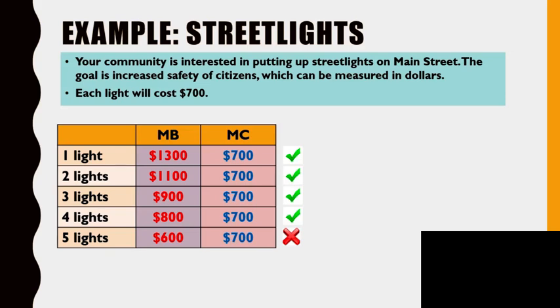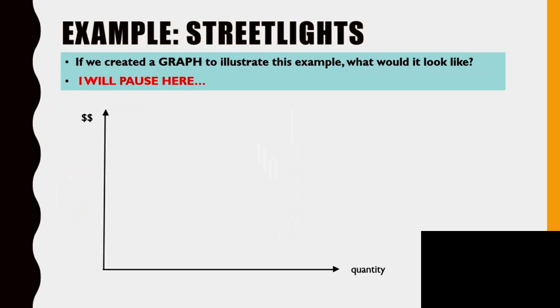So, marginal analysis, guys, pretty simple. Hopefully you understand very clearly that you've got to calculate marginal benefit and marginal costs. Okay? All right. Now, what I want to think about next is if we created a graph to illustrate this example, what would it look like? So let's do the streetlight example.